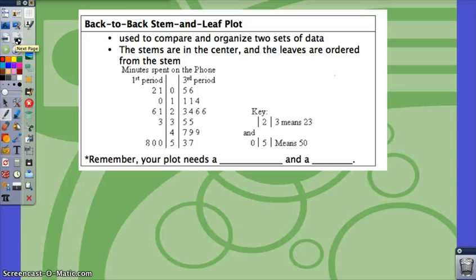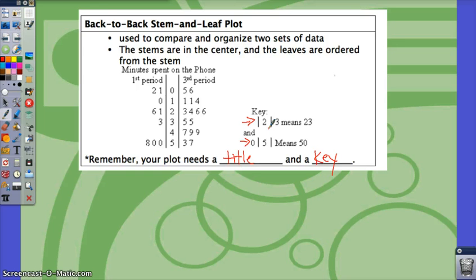You also have a back-to-back stem and leaf plot, and all this is, is a stem and leaf plot with leaves on both sides. So it allows you to compare two sets of data. So maybe you want to keep track of how many minutes you spend on the phone, maybe a period or maybe each month. You can kind of compare the numbers right next to each other. The only difference is you need to make sure you have two keys. You still need a title, you still need a key, so fill those in again, but you need two. You need to tell me how to read it both ways.